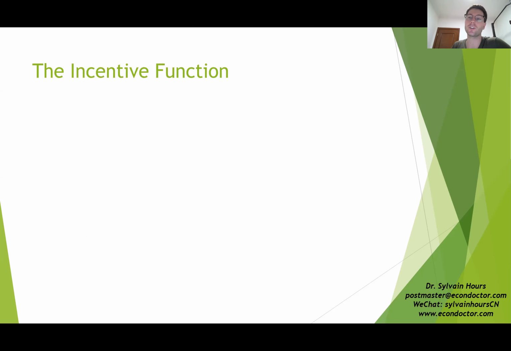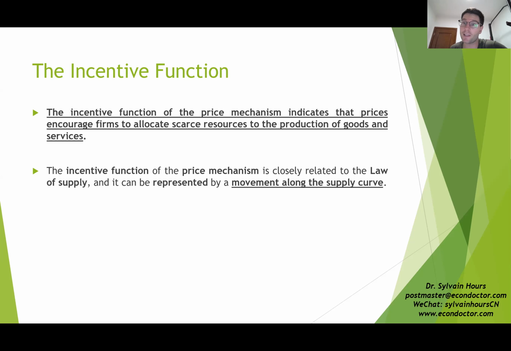And the incentive function is about what happens to the quantity supplied. So it's really what happens for sellers when the price increases or decreases. And as you can guess, the rationing function relates to the law of demand, and the incentive function relates to the law of supply. If a product is sold at a very high price, then firms are encouraged to produce a lot. And if a product has a very low market price, firms are not encouraged to produce a lot.